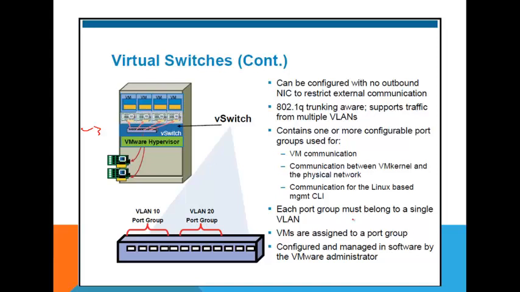Now each port group must belong to a single VLAN. Their traffic needs to be separate. The traffic that is going between the kernel and the physical network, the traffic that is for management, and the traffic that is sent between VMs, they all need to be in separate VLANs. That's recommended.